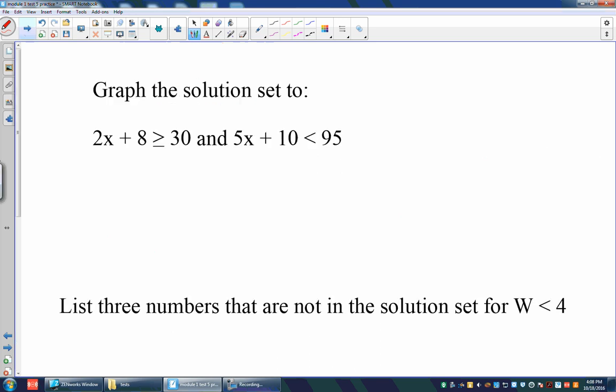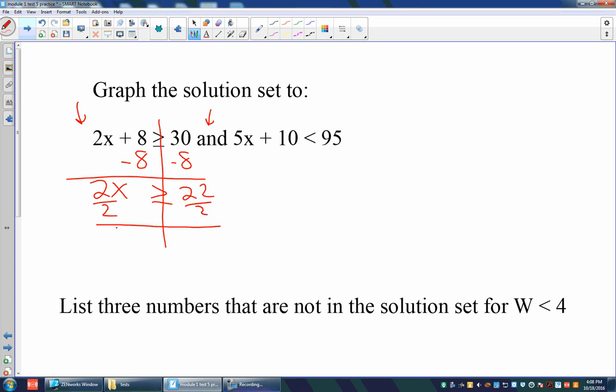Next question. Graph the solution set to this and that. So the first thing that we want to do, no matter what it says, is we solve for x. We subtract 8 from both sides because the coefficient is positive. So we have 2x is greater than or equal to 22. Divide both sides by 2 because we're isolating the x. X is greater than or equal to 11. Here, we draw the big line. We do exactly the same thing.